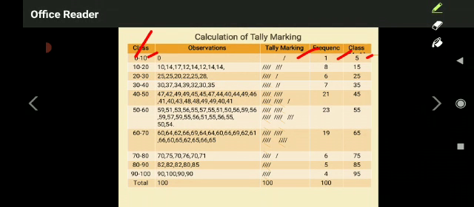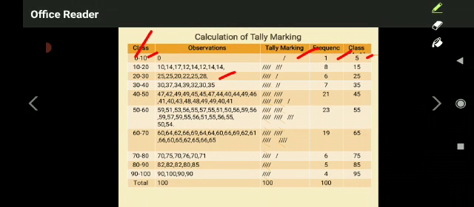Look at the data again in the textbook. There are 8 observations. Between 10 to 20 there are 8 observations: 10, 14, 17, 12, 14, 12, 14, 14, like that. Total there are 8 observations. If there are 8 observations, you have to mention all those observations in the observation column.